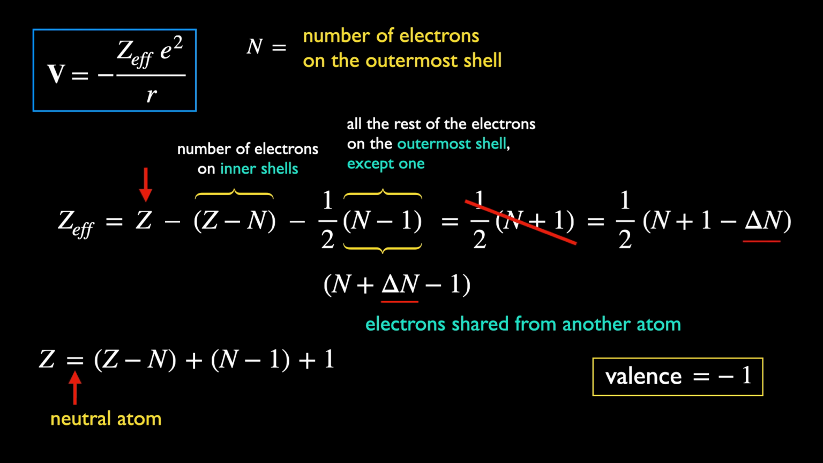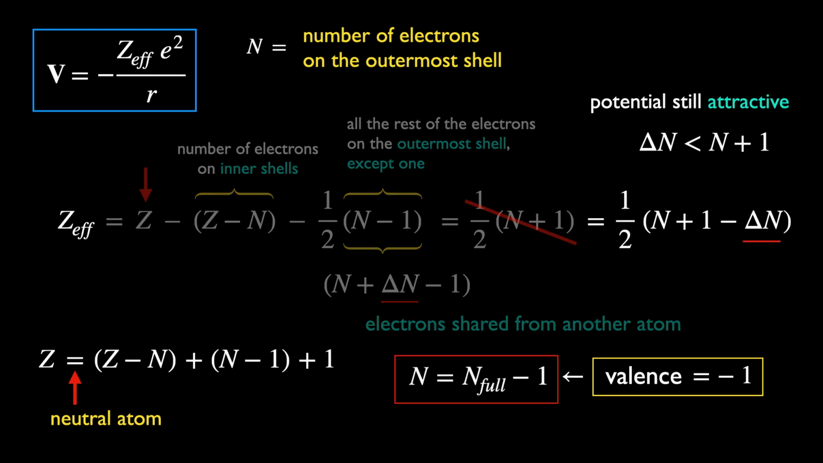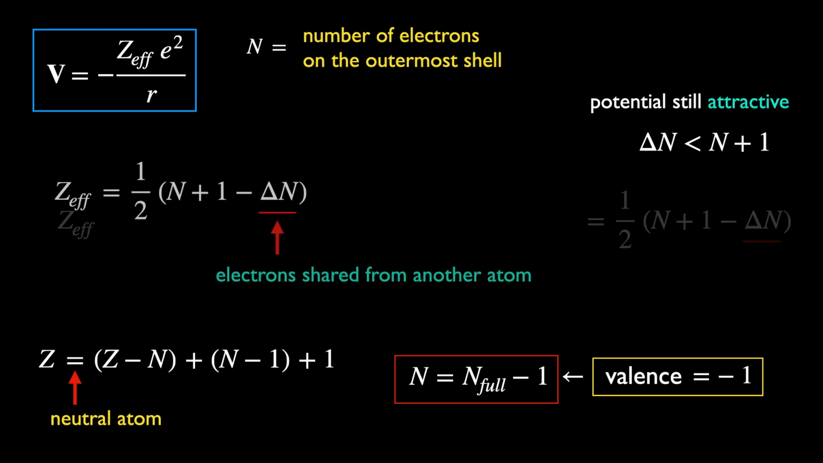Notice that this Z effective is still positive as long as delta n is less than n plus 1. This means the potential would still be attractive, even though the total charges are no longer neutral due to delta n. For our example, where the valence is equal to minus 1, the total number of electrons in the outermost shell is one short of a full shell. This gives the following effective Z.